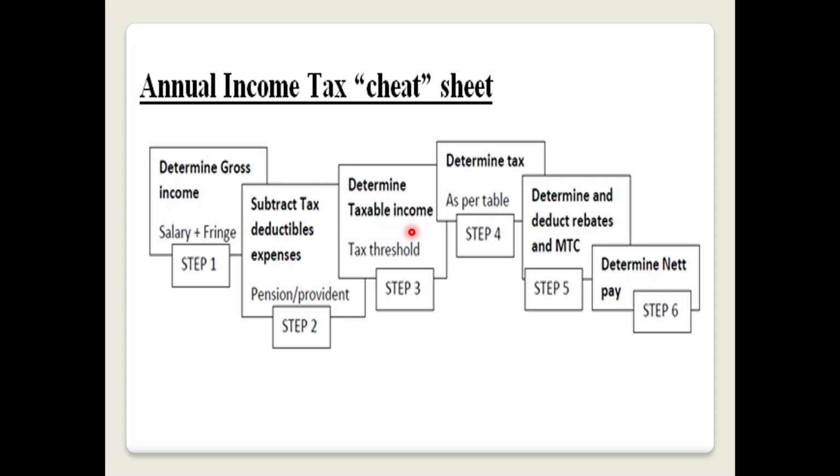Once you have determined the taxable income, you check the threshold. Then you decide, is it less than the threshold? You stop. If it's more, you continue. Then we determine the tax. So taxable income will go to the tax tables provided. So then we determine the tax.